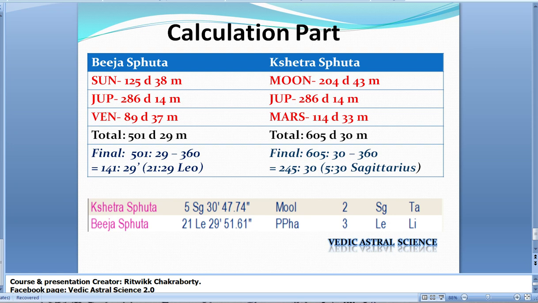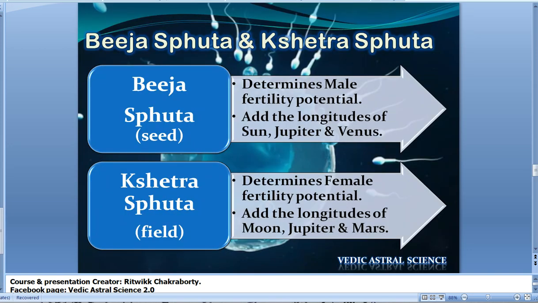Also, let me tell you that the Beeja Sphuta and Kshetra Sphuta concept is only one of the tools for determining fertility potential. A lot of other factors are also considered before giving a prediction on progeny prospects. Alright friends, the video has already gone beyond 20 minutes, so the gender determination of children part will be covered in a separate video.